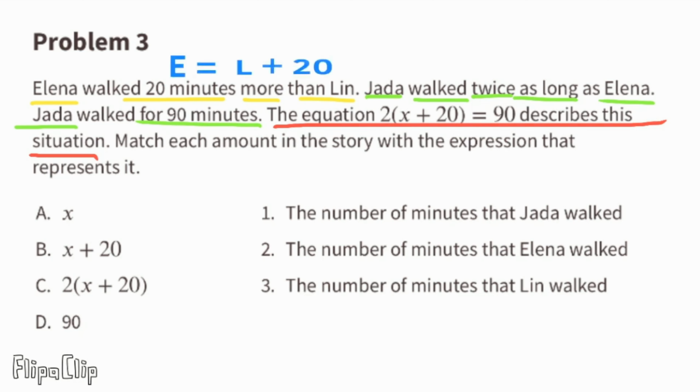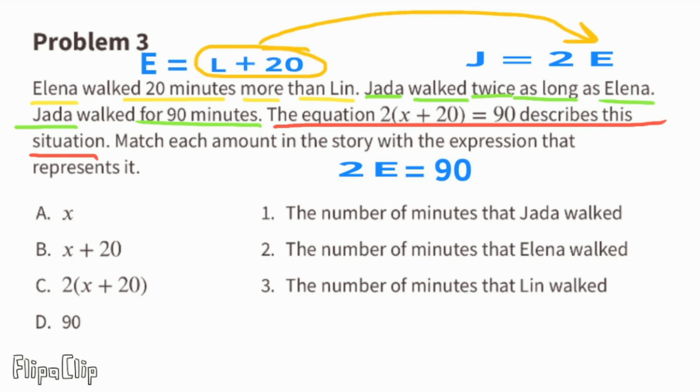The information tells us that Elena walked 20 minutes more than Lynn, so we can write that as E equals L plus 20. It also says that Jada walked twice as long as Elena, so we can write that as J equals 2E. Not only did Jada walk twice as long as Elena, but Jada walked for 90 minutes. We can represent that with the equation 2E equals 90.